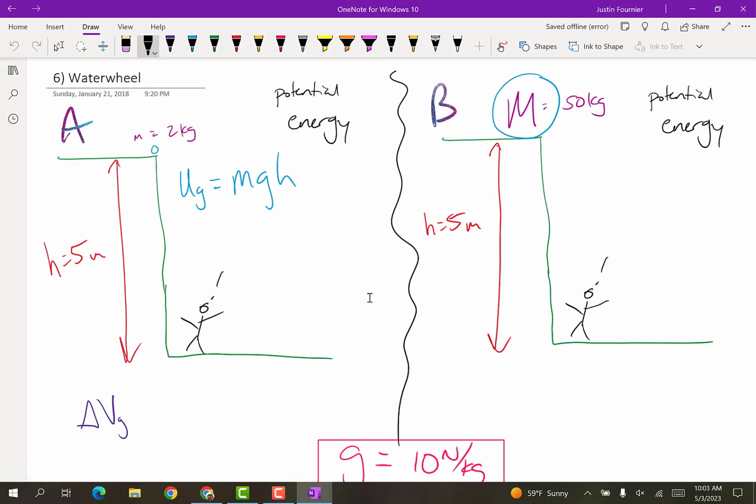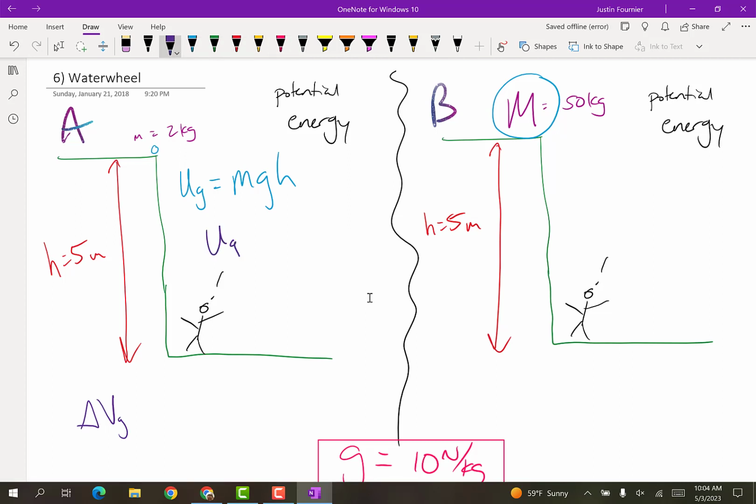So you can probably imagine I've got situation A and situation B right here. In situation A, you've got a 2 kilogram mass at a height of 5 meters above you at the bottom, and you want to know how much potential energy that is. And then here's situation B. It's a 50 kilogram mass, same height, 5 meters up. We'll say we're really near the surface of the Earth, and you want to know what the gravitational potential energy is here. Which one is bigger, A or B? Hopefully you can just look at this and know which one's bigger, but we can calculate it out just in case.